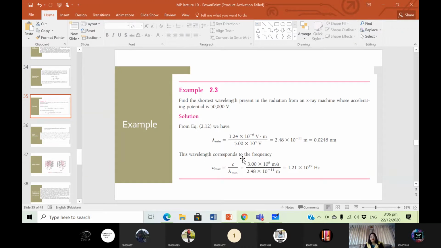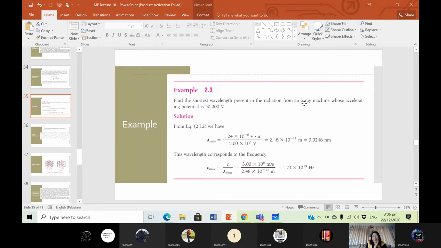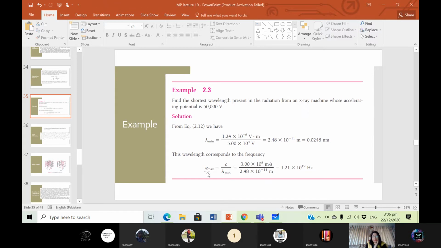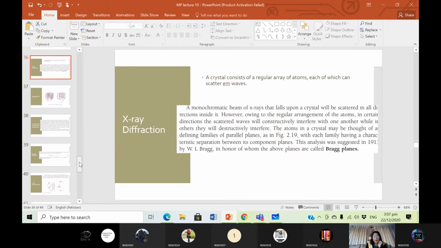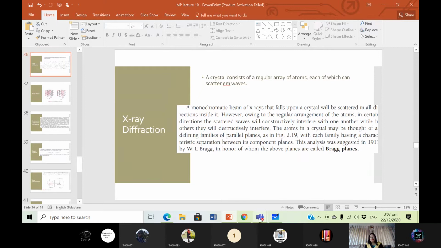And then if they're also asking us to find the maximum frequency that corresponds to this voltage, the maximum frequency of the radiation of the X-ray machine due to this voltage, we will find that frequency maximum is equal to C divided by lambda minimum, which in our case we found. So C, the speed of light, divided by this value, lambda minimum. So we will get 1.21 times 10 raised to the power 19 hertz. Okay? So that was the example here.